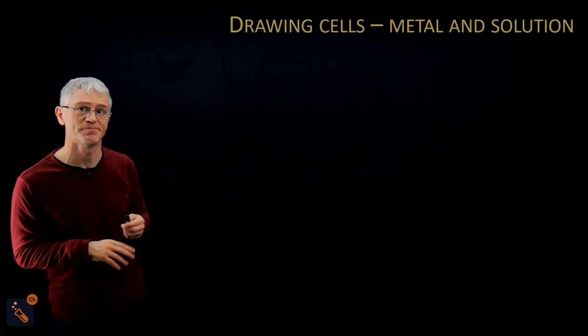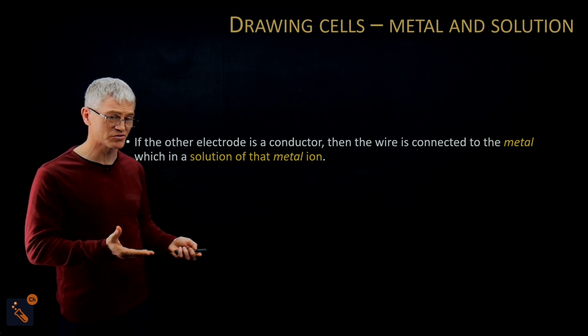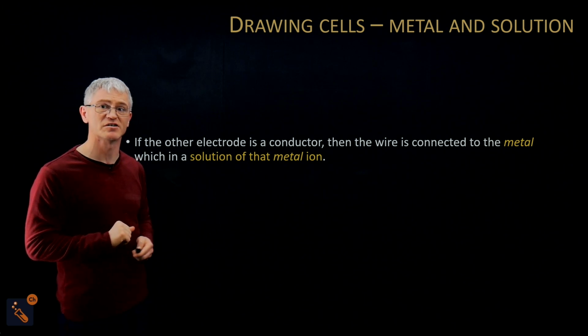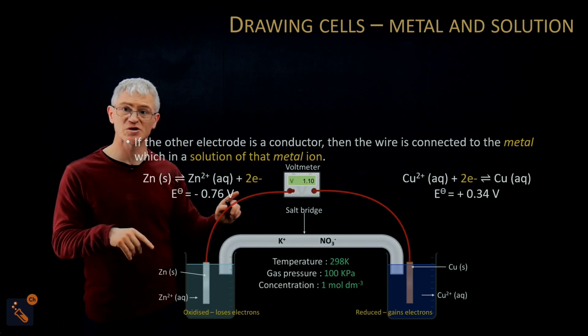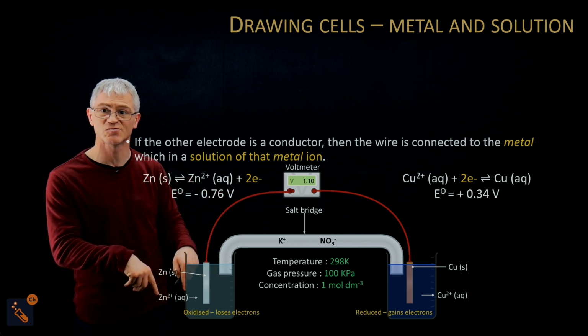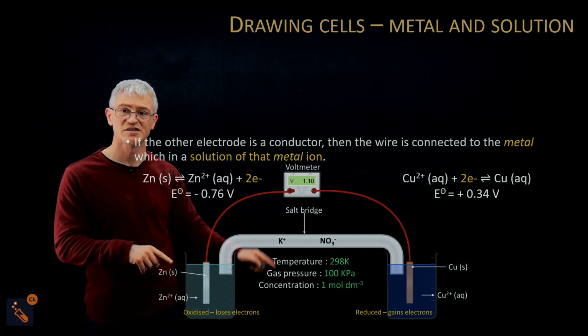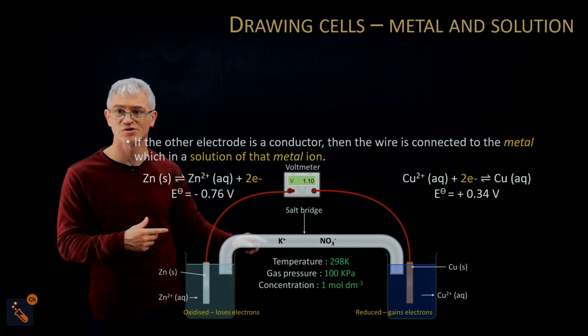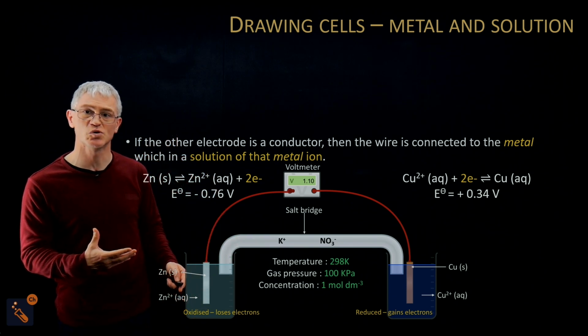Now drawing cells. There are 3 types, and we're just going to go through those 3 types. We went through it in the last video, but it's well worth going through again. So the most normal type is this one, where you've got, remember, your mark for your salt bridge, mark for your voltmeter, mark for your solutions, mark for saying what's in the solution. Mark for the different conditions, for gas pressure, temperature, concentration, all of those really important.